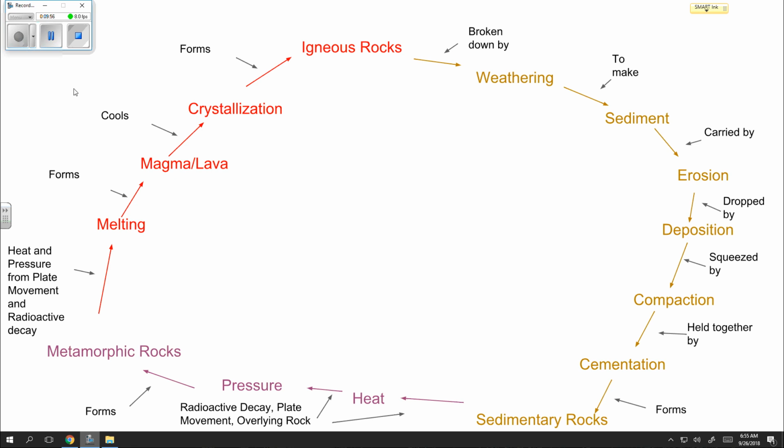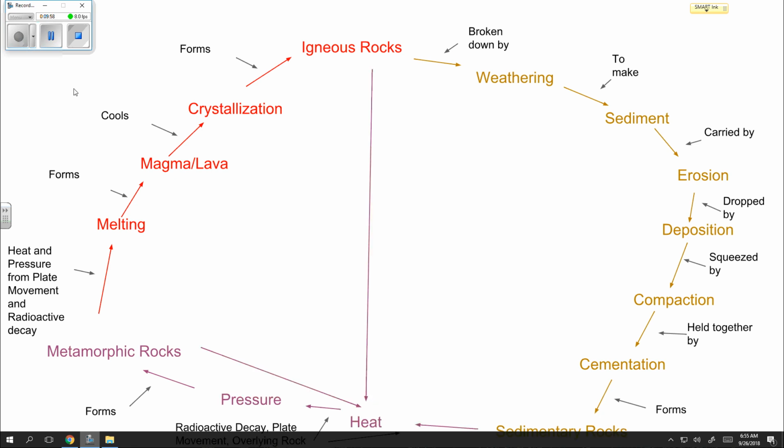As we move forward, we will look at the path, first of all, that rocks would take to get to metamorphic rocks. And notice that I've added in the center here 2 arrows. Both of those arrows are pointing to that heat, again, that I talked about on the previous slide.